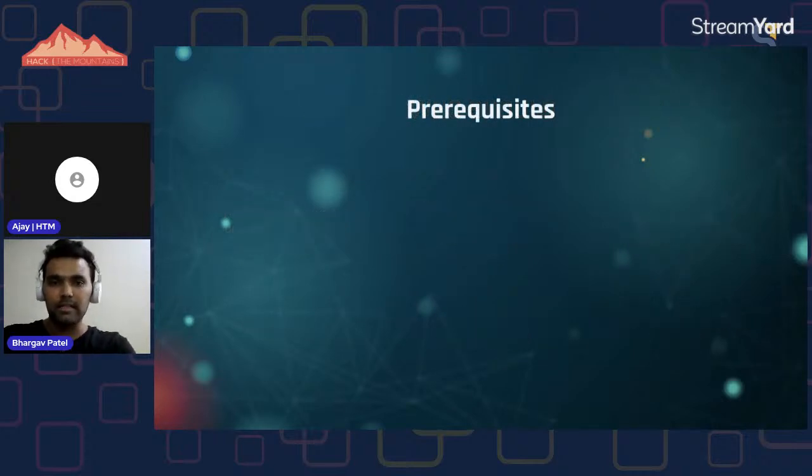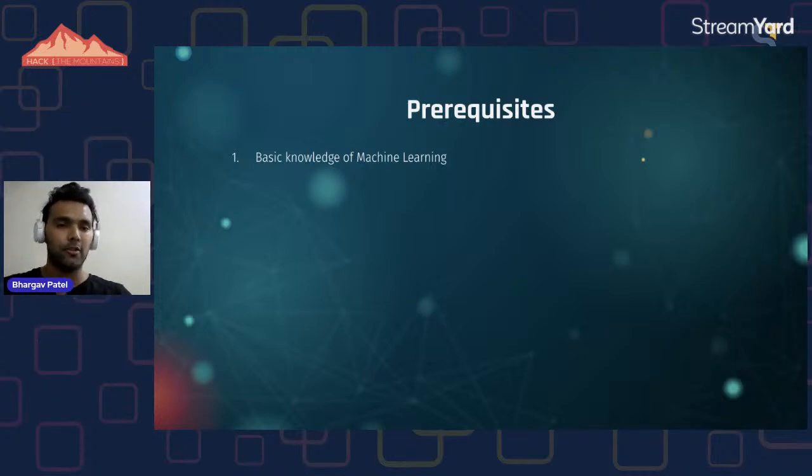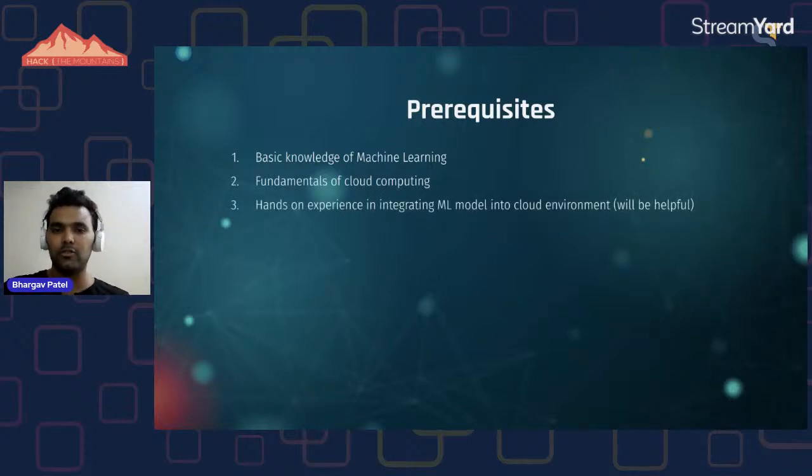Before moving forward, let's look at some prerequisites. It's not necessary to have them, but if you know them, you will get the best out of this session. Some basic knowledge of machine learning, like what machine learning is and how things work. You don't need to know everything. Some fundamental knowledge of cloud computing, like AWS or any cloud computing platform, or maybe just general terminologies. And if you have experience of putting a machine learning model into a cloud environment or into production, you will get the best out of this session, because you will exactly know where the problem is and what the solution is, right?